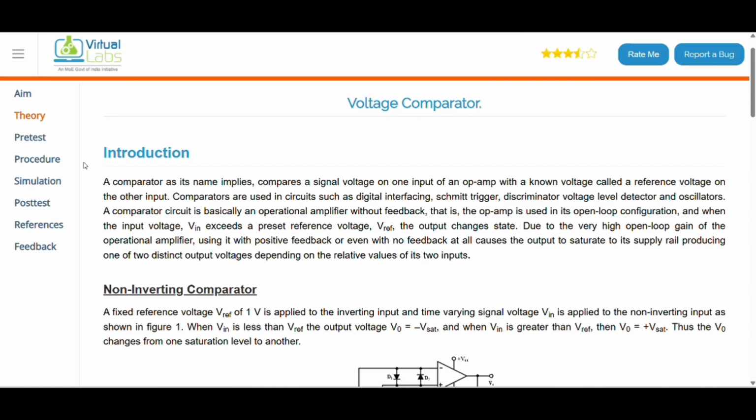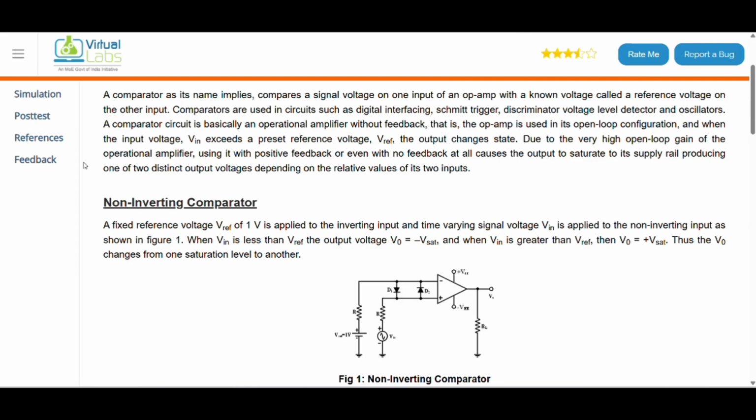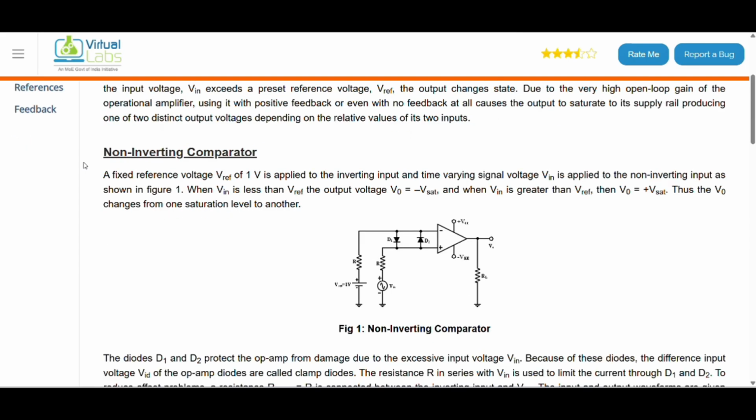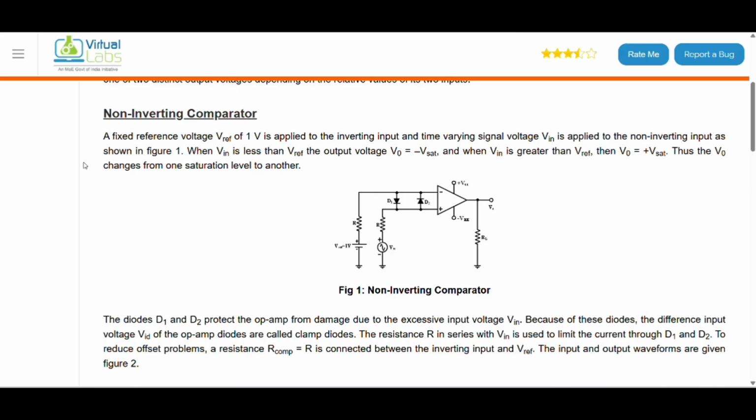So there are two comparators. One is the non-inverting comparator and the other is the inverting comparator. First, let's see the non-inverting comparator. A fixed reference voltage V reference of 1 volt is applied to the inverting input and a time varying signal voltage V input is applied to the non-inverting input, as shown in the figure. When V input is less than V reference, the output voltage V0 is equal to minus V saturation. And when V input is greater than V reference, then V0 is equal to positive V saturation. Thus, V0 changes from one saturation level to another.